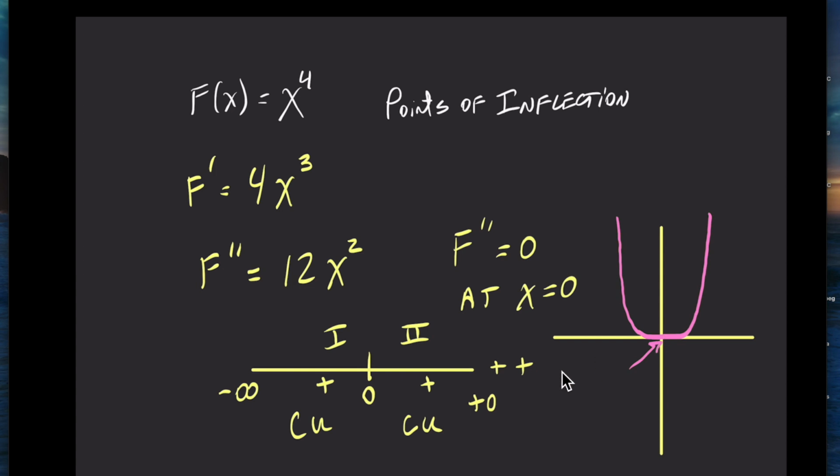So this is why you cannot just assume when you get x equals 0 here as a critical value that it is automatically a point of inflection. Here is a classic example where a critical value ends up not being a point of inflection.